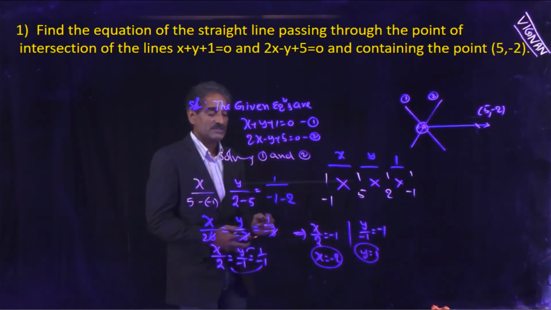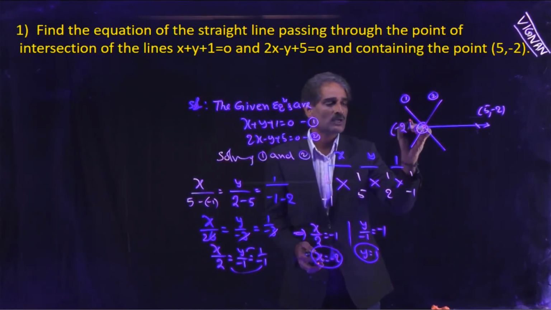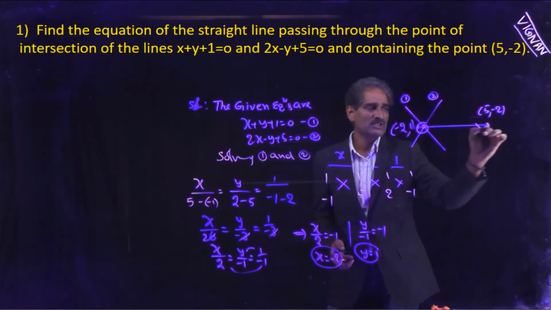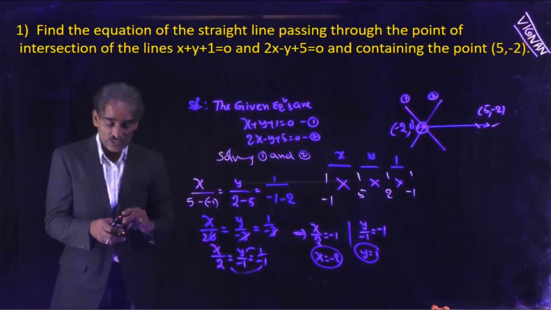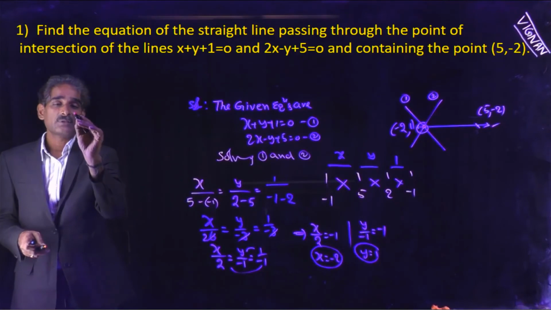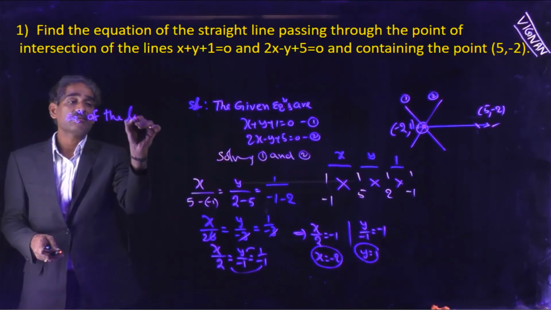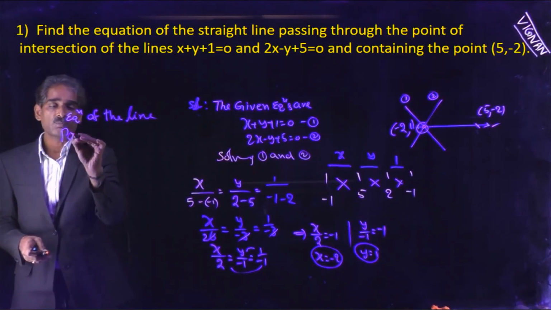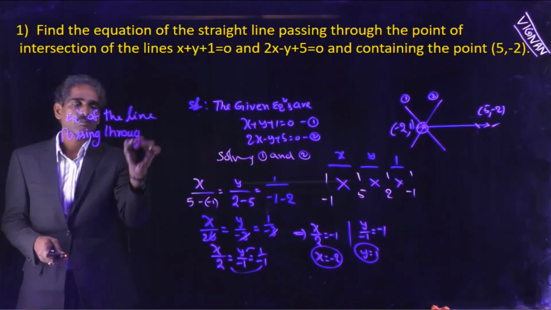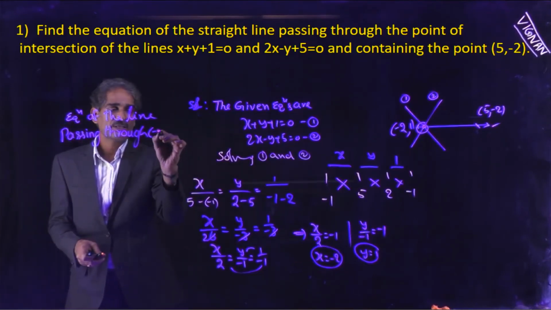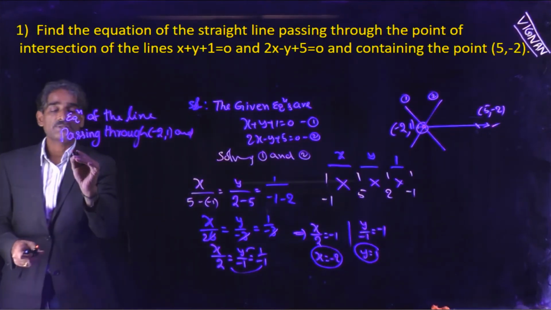This is the point of intersection. Now the intersecting point is minus 2 comma 1. Here we have to find this line equation. This is passing through the 2 points. Now the required equation is the equation of the line passing through two points minus 2 comma 1 and 5 comma minus 2.